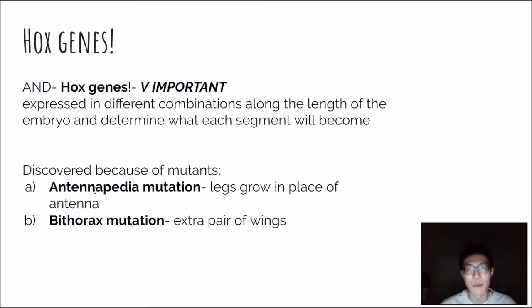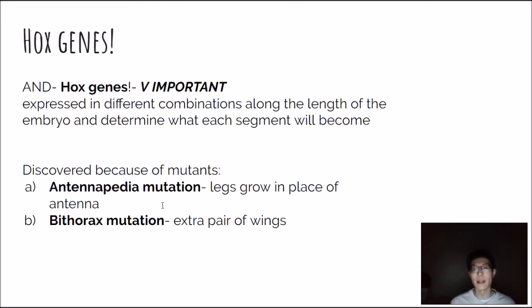And obviously, when we look at the distribution and development of certain critical sections within an organism, we have to talk about Hox genes. Hox genes, or homeobox genes, are very important because they're expressed in different combinations along the length of the embryo, and they ultimately determine what each segment will become. So is it going to be the head? Is it going to be the thorax? Is it going to be a section of the abdomen? And it's very funny because in many ways, Hox genes are very conserved between many animal lineages.